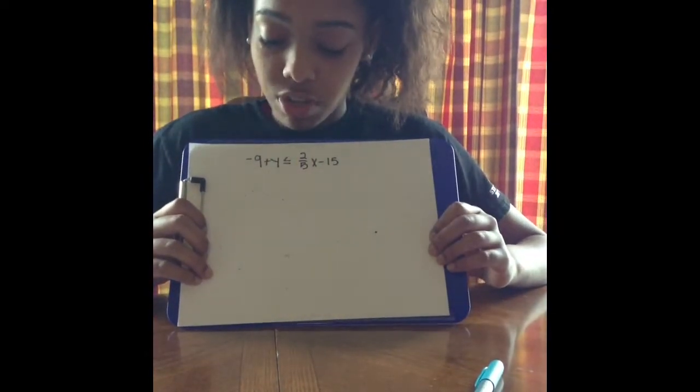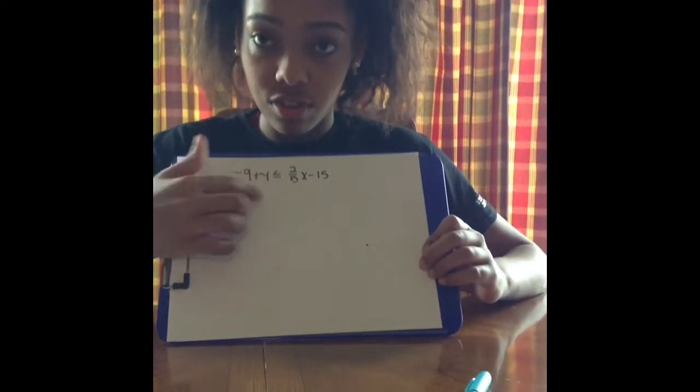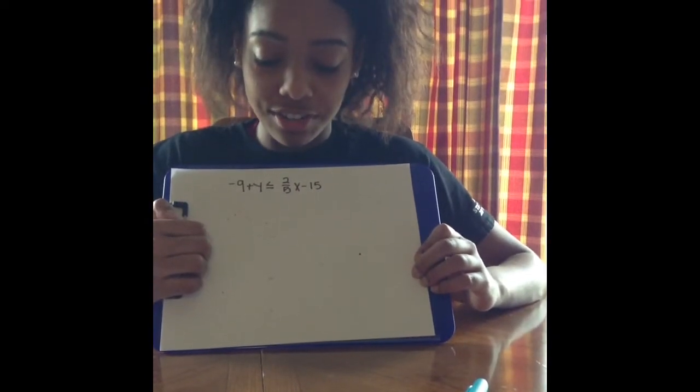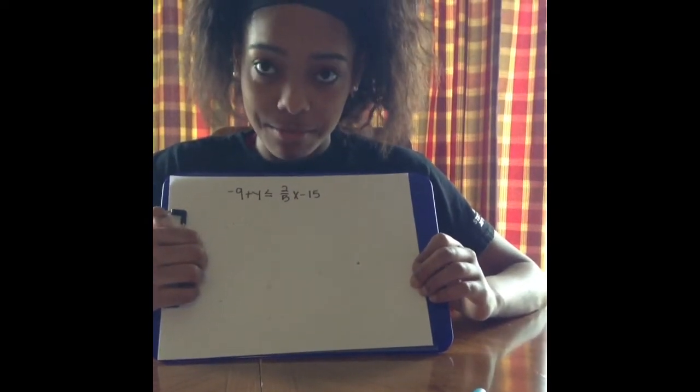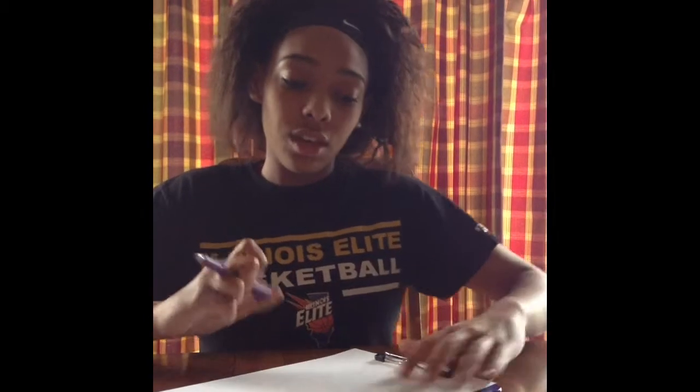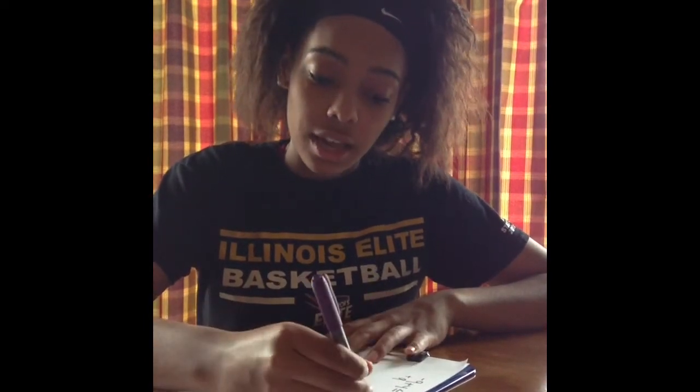So I have this: -9 plus y is less than or equal to 2/5x minus 15. Okay, so I will graph this one. I'll go through the steps to graph this. So I'm going to add 9 to both sides.